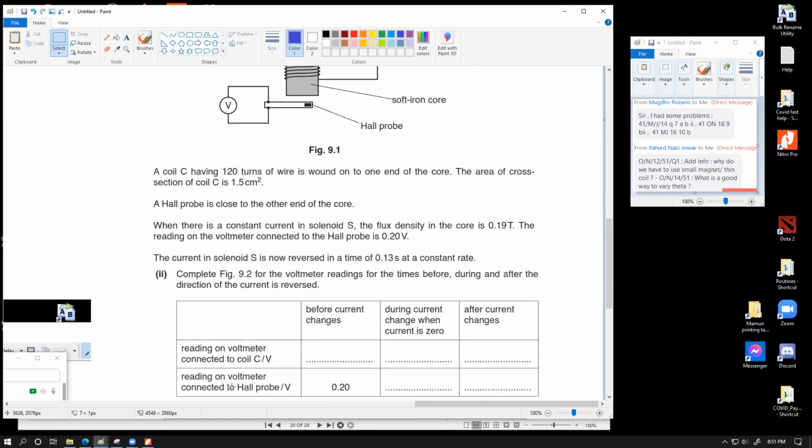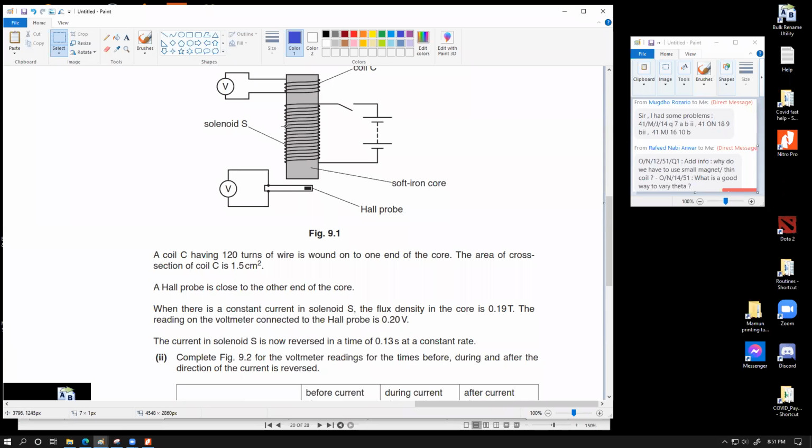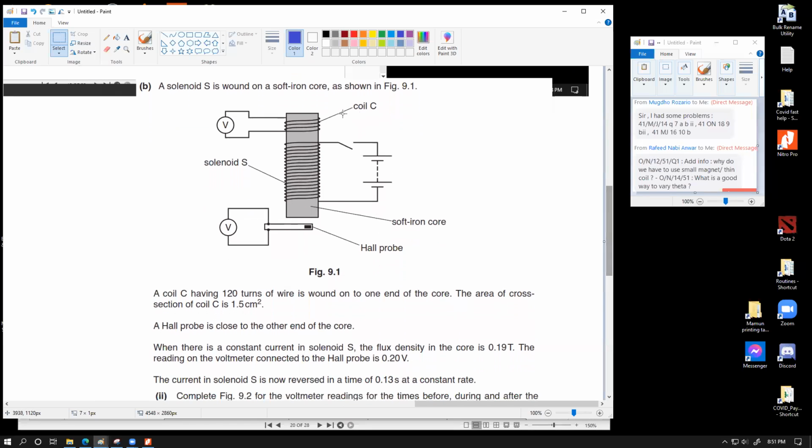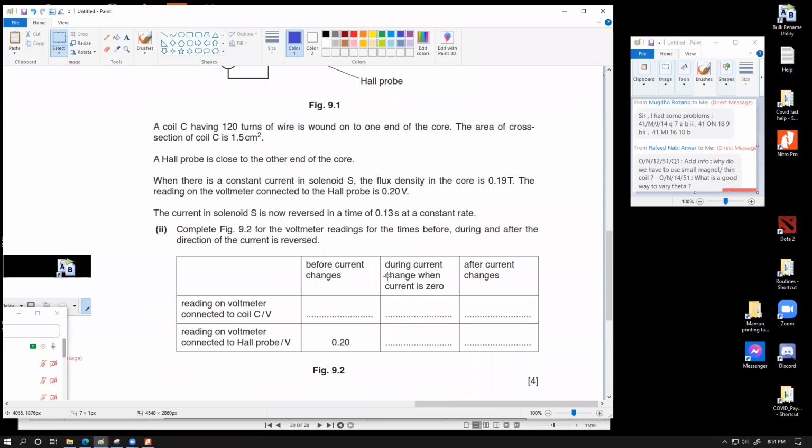And then the reading on the voltmeter, current to the Hall probe, these things are going to undergo some changes. Okay, so let's have a look. Before the current changes altogether, this coil should read 0, because this coil should only give you some reading whenever there is a change in current over here. So I'm going to write 0. They have already given the unit over here, so I'm not going to bother to write the unit.